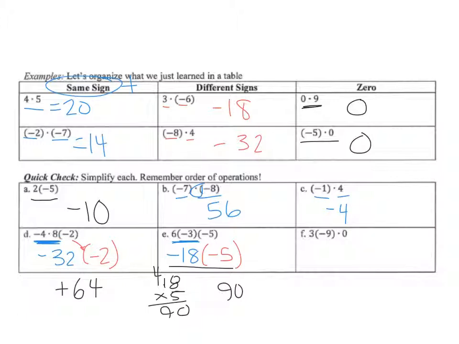And the last one, 3 times negative 9 is negative 27. Because they have different signs. Bring down the 0. Anything times 0 is just 0.